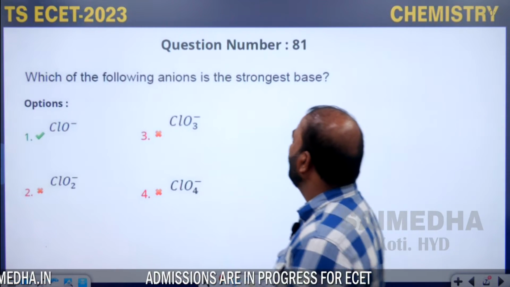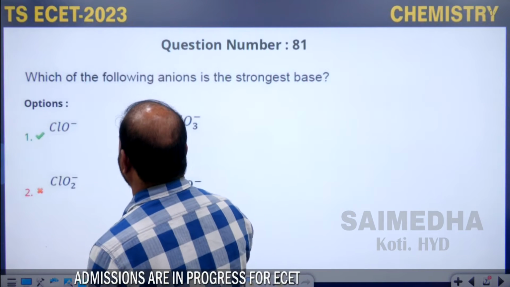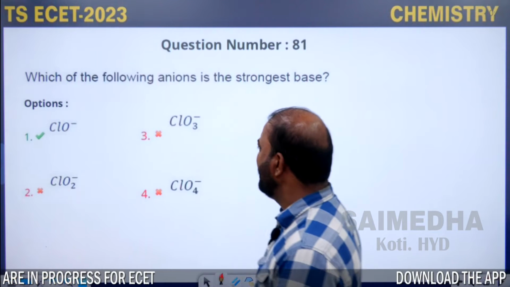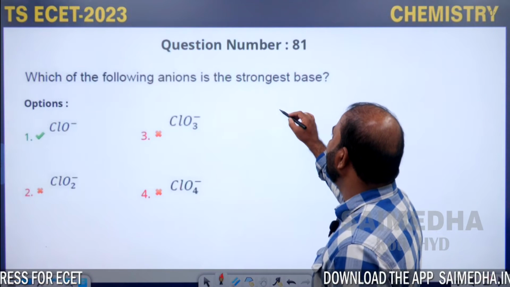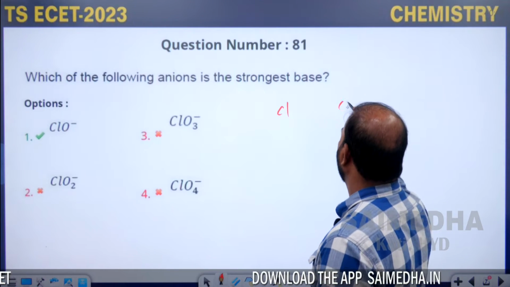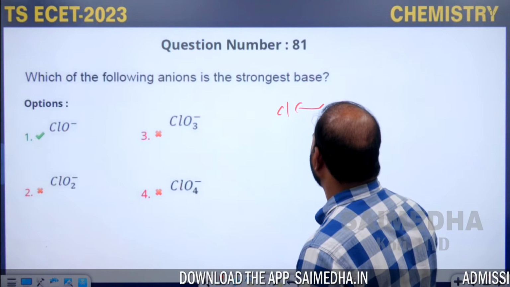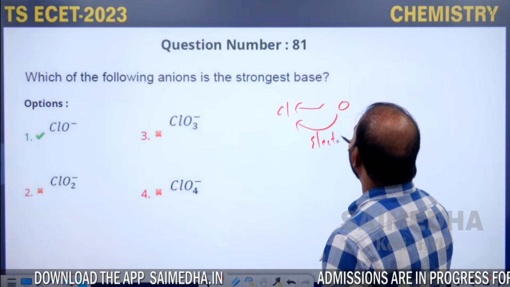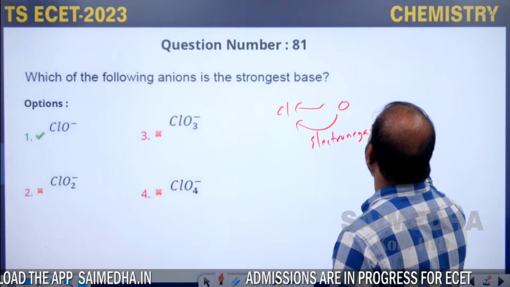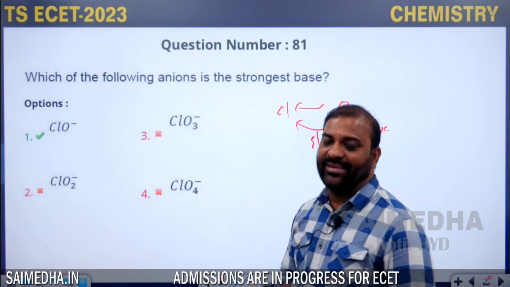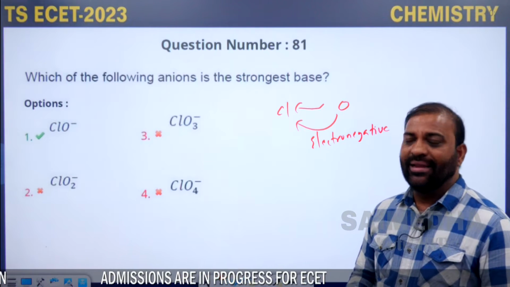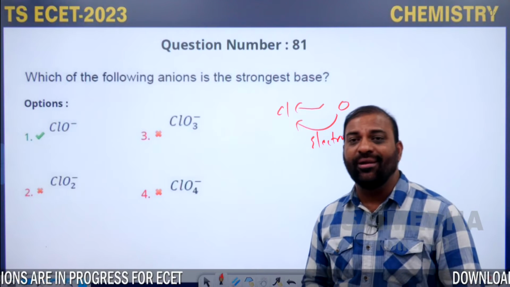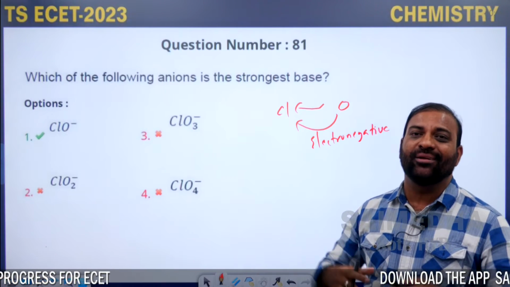Question number 81. Which of the following anions is the strongest base? If you see all 4 options, ClO-, ClO3-, ClO2-, ClO4-, in each radical we have chlorine as well as oxygen. If we compare chlorine and oxygen, oxygen is more electronegative than chlorine. Then what will happen? Oxygen attracts the electrons of chlorine. When oxygen attracts electrons from the chlorine atom, the positive charge on the chlorine atom will increase.